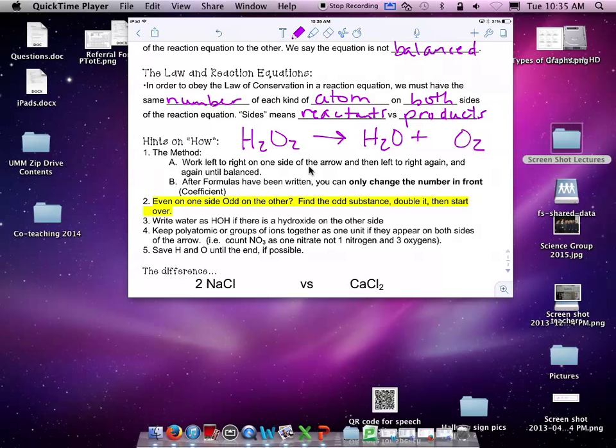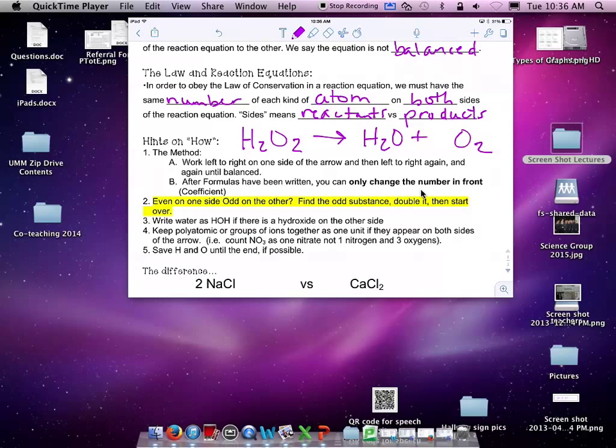We're going to work from left to right on the sides of the arrow, and then we'll go back and forth until it's balanced. And then just remember that once you've written the formulas, for example, this has to stay H2O2. If I tried to just remove something to try to make it balanced, like if I just did this, oh, well, look, now it's suddenly balanced. But I've changed my chemistry. Now I'm going from water to water. And O is not a real thing at all. O can't exist by itself. So remember that once you write the formulas, they have to stay as they are.